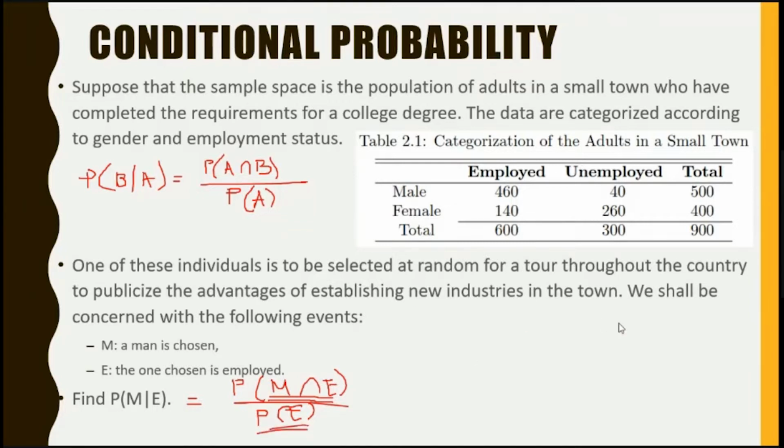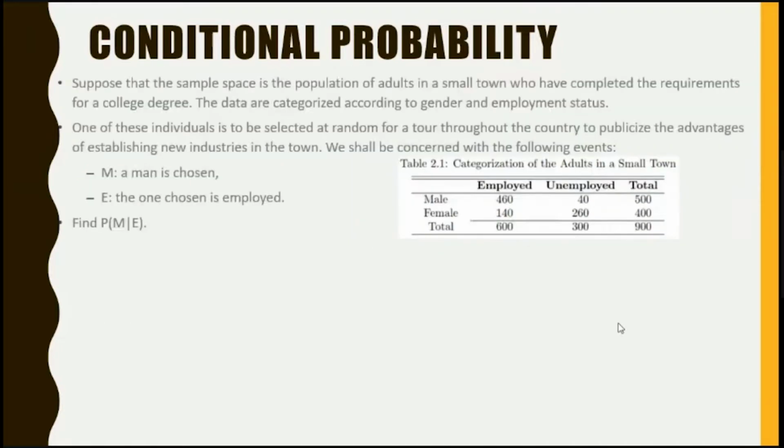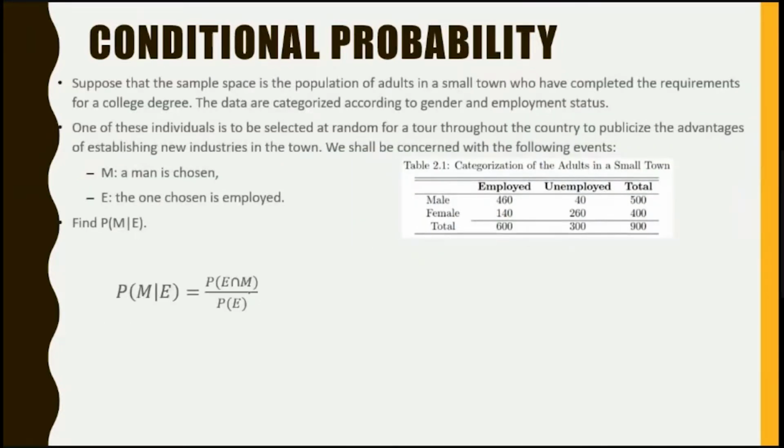And how do we solve it? Again, we find the probability that a man is employed divided by the probability of all the employed people. Now, let's get the probability by using the table. As you can see, this will be an employed man, right? So that's 460. But this is not the probability of the intersection of E and M, but the number of sample points of the intersection of E and M.